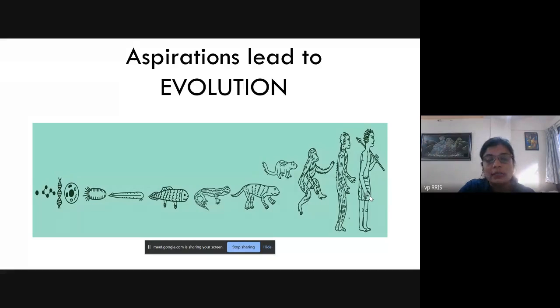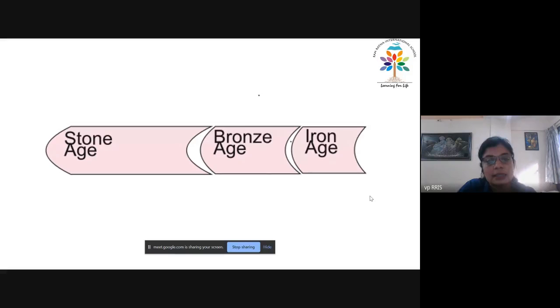So, children, the life on the earth started, and it is divided into 3 stages, or I would say 3 ages. The first age was the Stone Age, the second is the Bronze Age, and the third age, in which we are currently living, is the Iron Age. Okay, so in short, I will explain how these 3 ages have grown and how we evolved from one age to another.